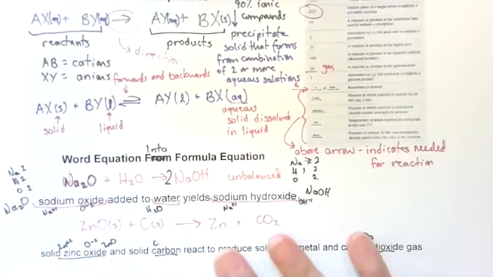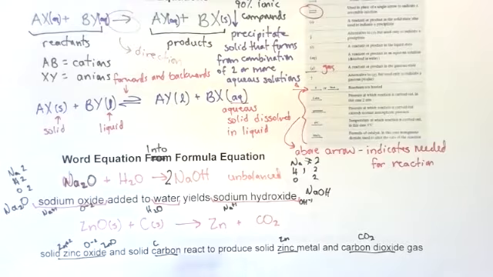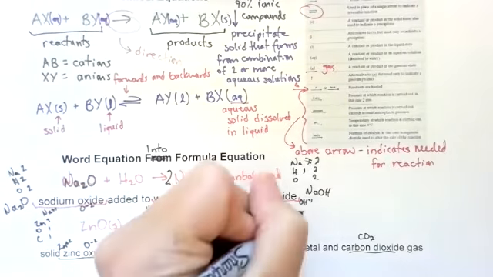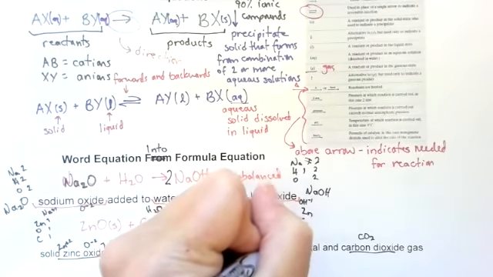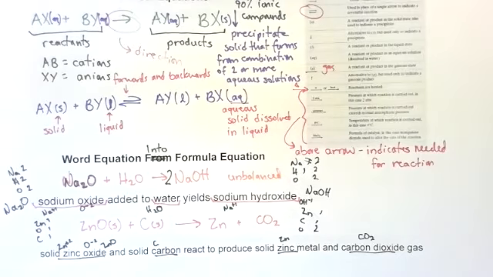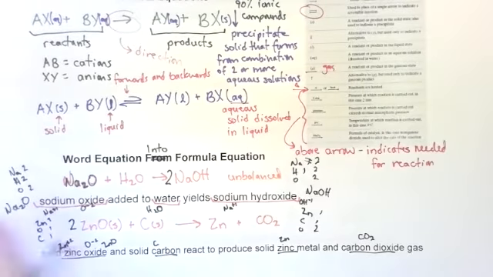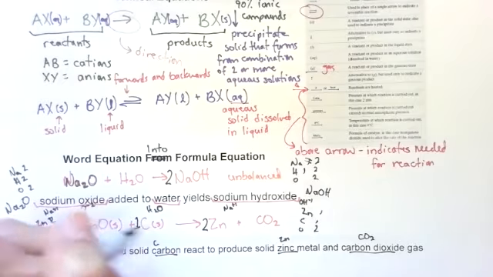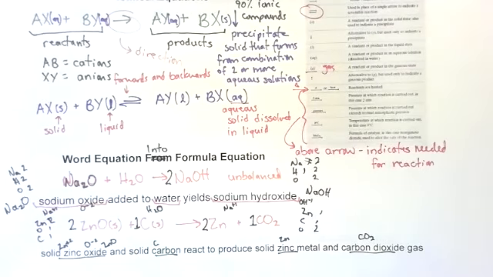Down here for my zinc oxide and my carbon, on this side I've got zinc, oxygen, and carbon, so I've got 1, 1, and 1. And over here I've got zinc, carbon, and oxygen, and I've got 1, 1, and 2. So I need a little more oxygen on this side. I'm going to put a 2 over here to balance the oxygens. Well, that makes my zinc unbalanced because now I have 2 zinc over here, so I'm going to put a 2 here. And remember, when there's no coefficient, it's implied that there's a 1. So even though I don't have a number there, 1 is implied.